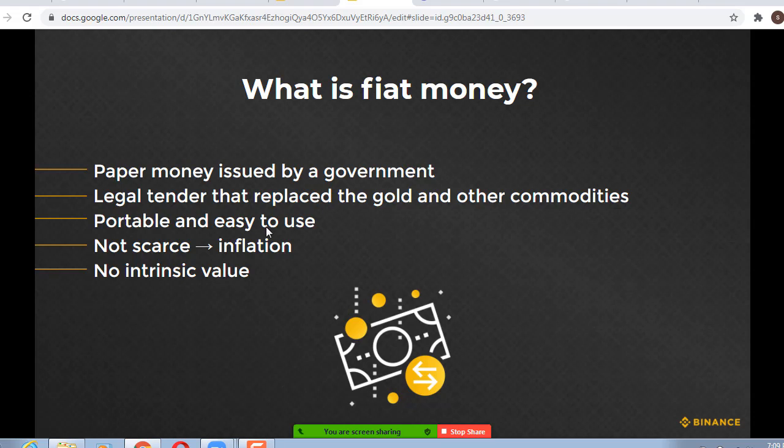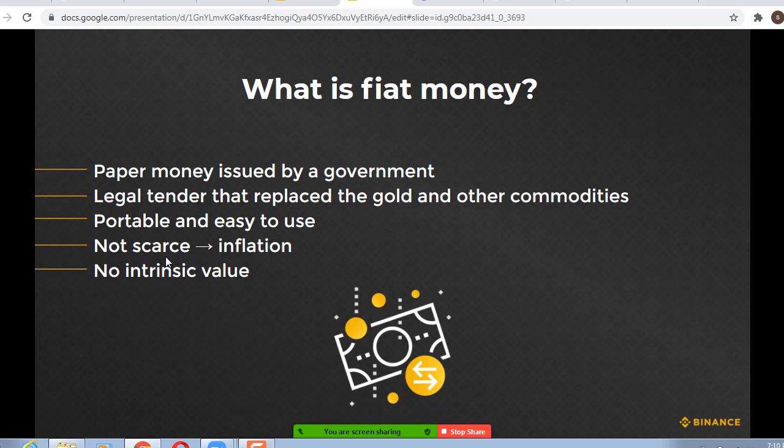Also, fiat money is portable, easy to use. It's not scarce, and since it's not scarce, it is prone to inflation, and it has no intrinsic value. Let me explain. If you look at the legal tender that replaces gold, for example, a $100 note, you will discover that $100 does not actually have an intrinsic value. When you compare it to gold, gold has an intrinsic value, as do other precious metals or commodities. For example, gold can be used in making jewelries, in dentistry, and in several ways in construction. So gold has an intrinsic value, but the paper money we are using these days does not have any intrinsic value in it. So it's very important.